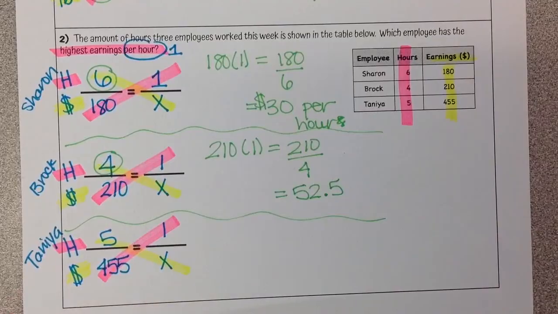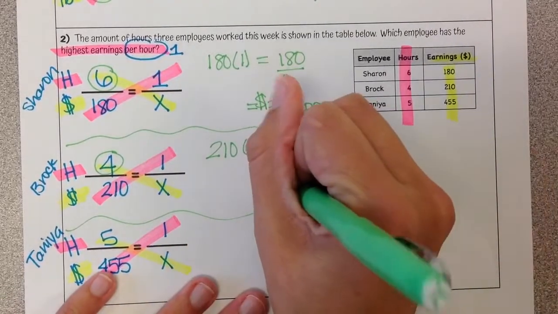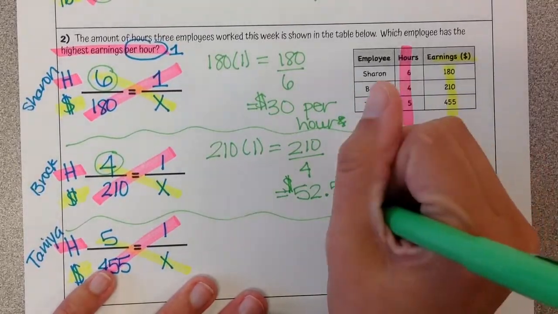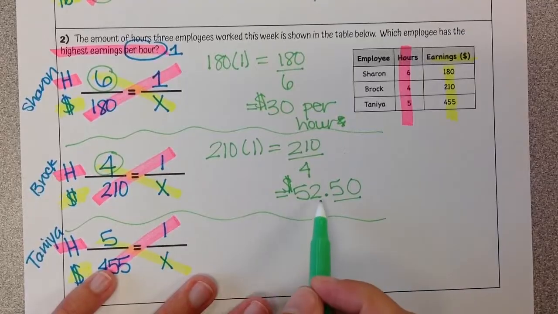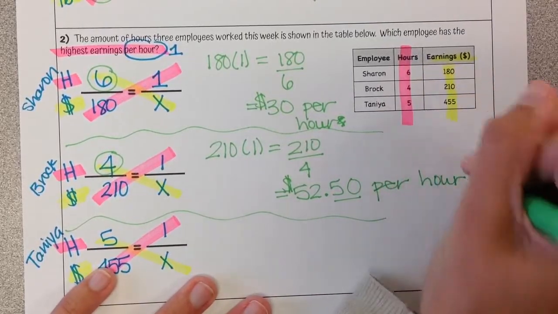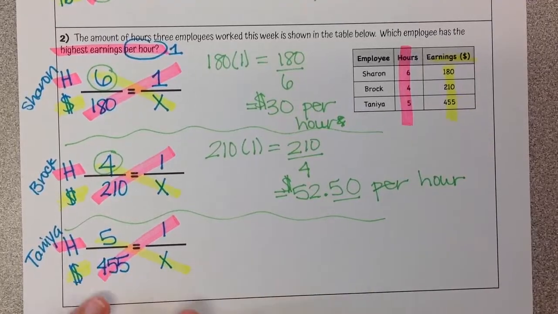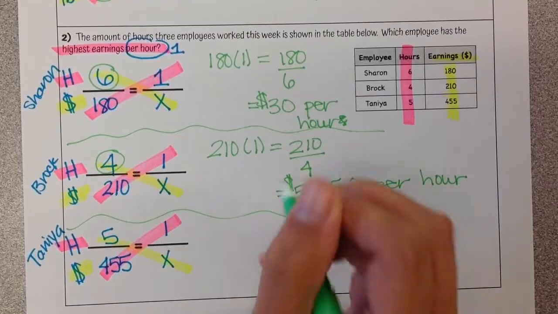52.5. What were we solving for? Our X is on the bottom, which was money. Since we are talking about money, we need 2 decimal places, so I have to add a 0. So we're at 52.50 per our other unit of hour. So 52.50 per hour. And then our last one, the diagonal that has 2 numbers, again is the pink.